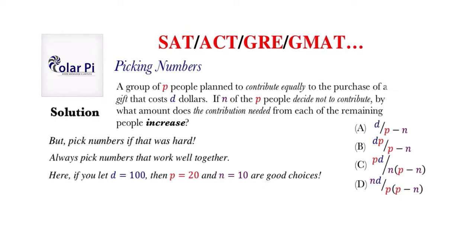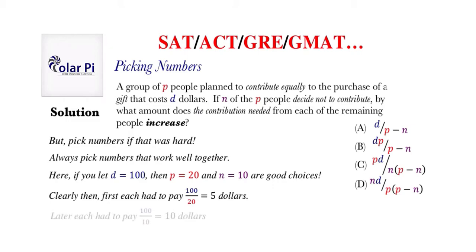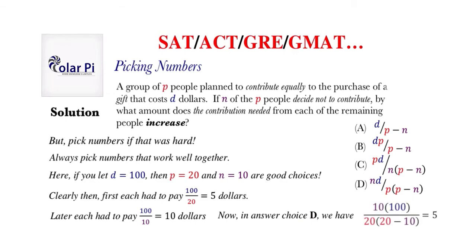Now we've made it much simpler, because obviously if the gift costs $100 and there are 20 people, then each of them would have to initially contribute $5. But then after the 10 flaky N people drop out, we only have 10 people that are going to pay towards the gift. So it'd be 100 divided by 10, which would be $10. Then the extra contribution would be the difference between $10 and $5, which is $5. So whichever is the correct answer needs to give you 5 when you substitute in these picked numbers, right? Let's see. If you plug them all into answer choice D, which we already know is the correct answer, you'll find that it gives you 5.